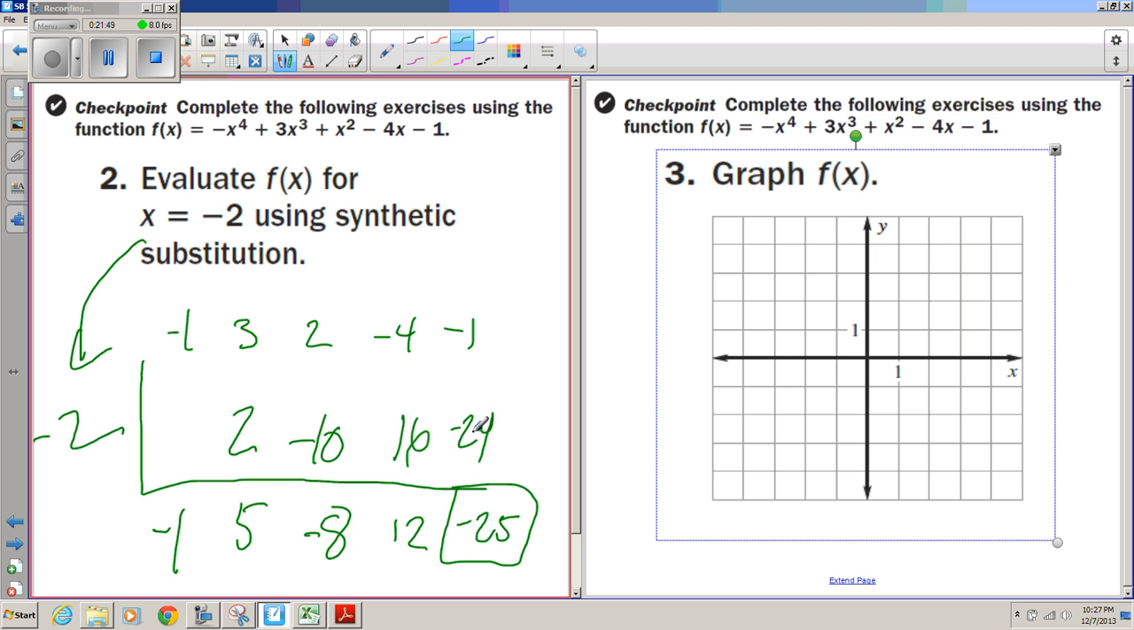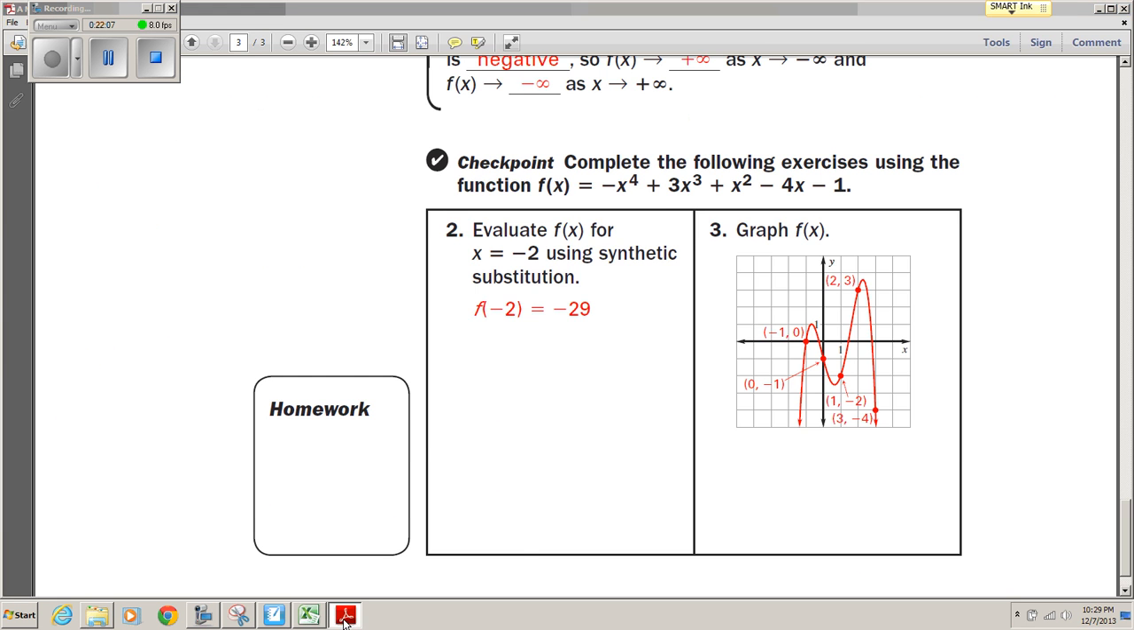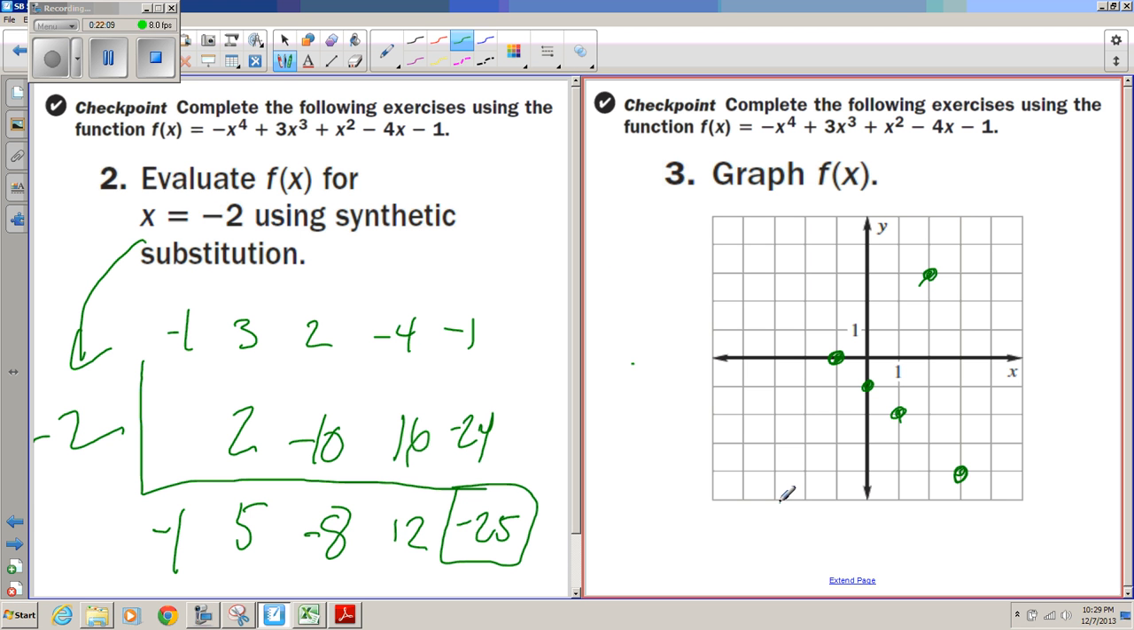All right, check and complete the following exercise. So we're graphing this. You're going to want to make a table of values. So pause the video, make a table of values. All right, you should have gotten a graph that kind of looks like this, and back down again.